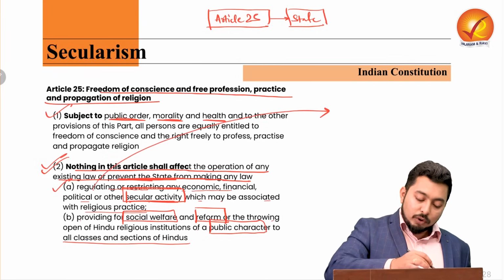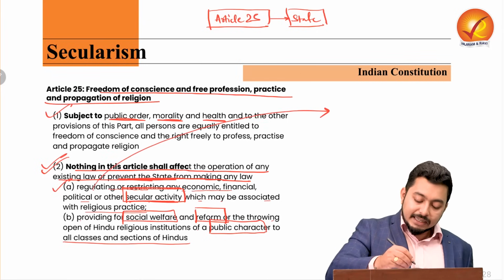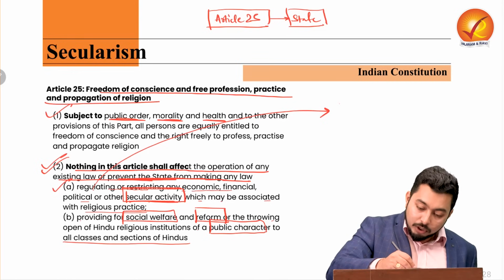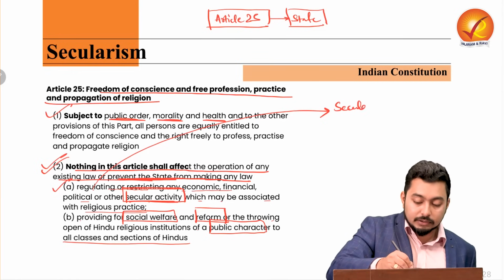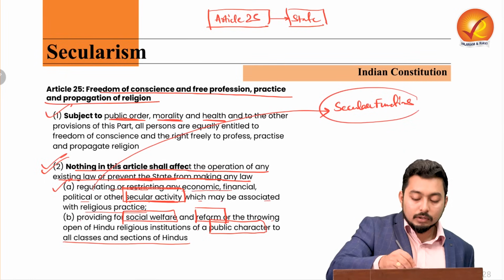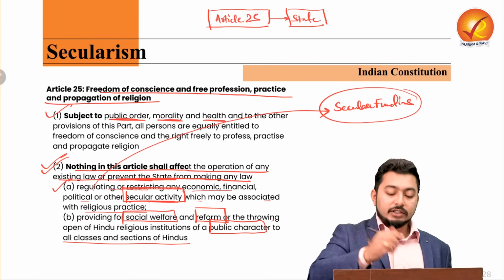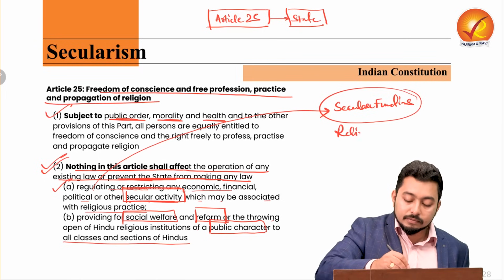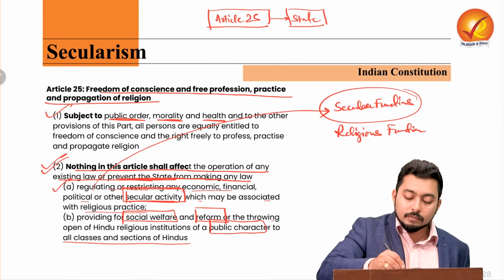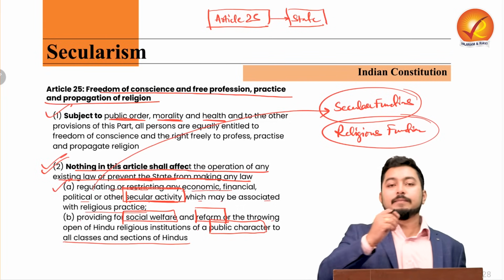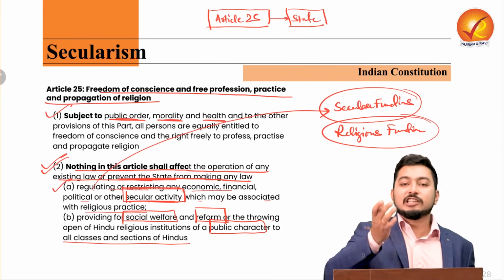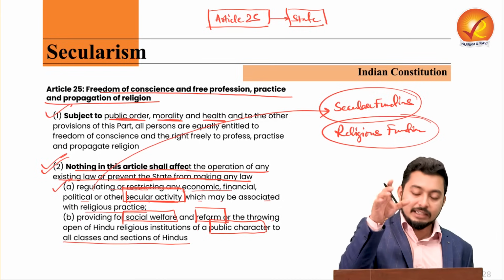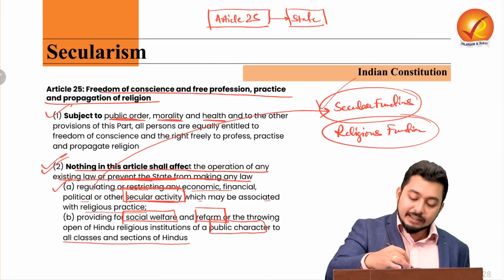From Article 25, the state gets the power to regulate all secular functions. So, what is the other function? The other is the religious function. Let's say I am expressing myself religiously. The state will see whether this function is a secular function or a religious function.